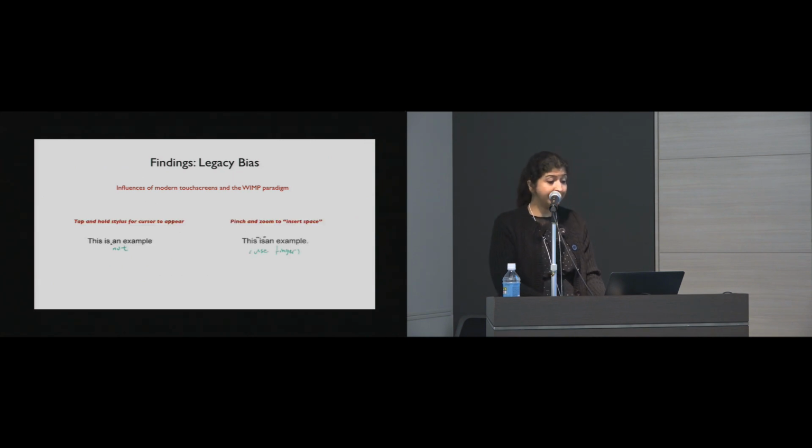So for example, 3 participants used their stylus to tap and hold, and they expected the cursor to appear, and then they wrote the word for the insert word task. And in another example, one participant used the pinch and zoom gesture to insert space between 2 words.